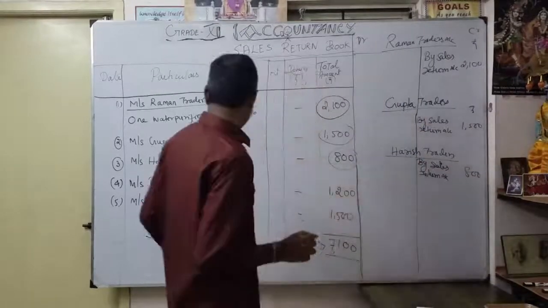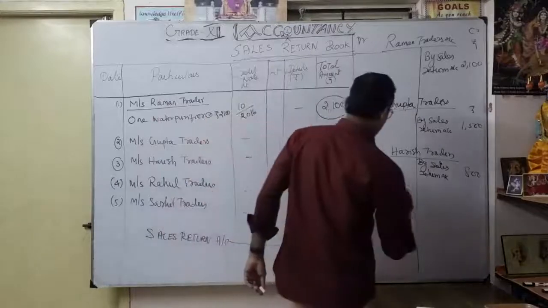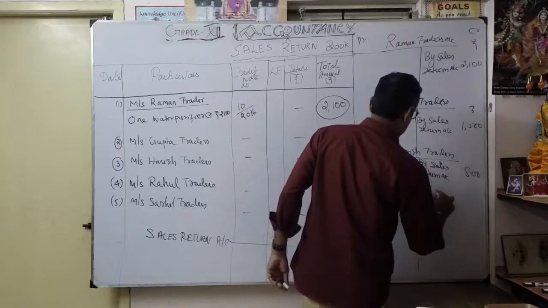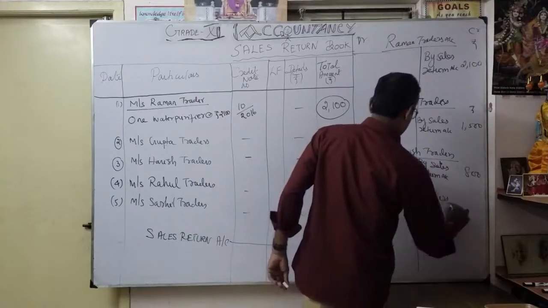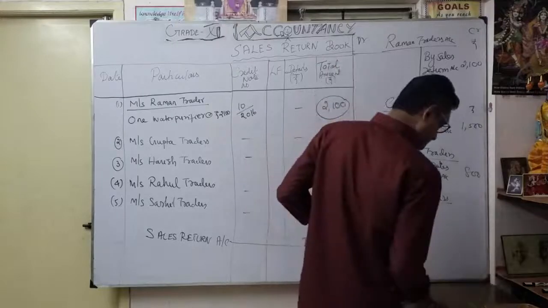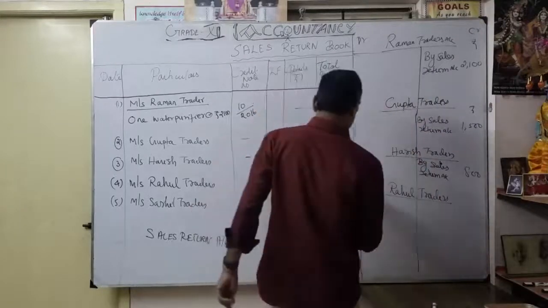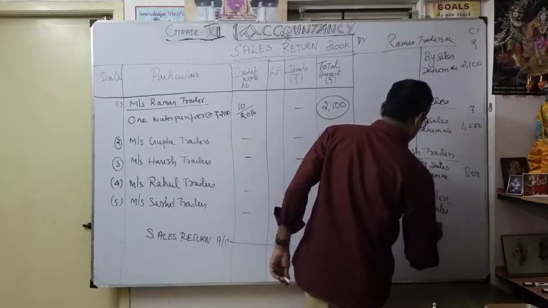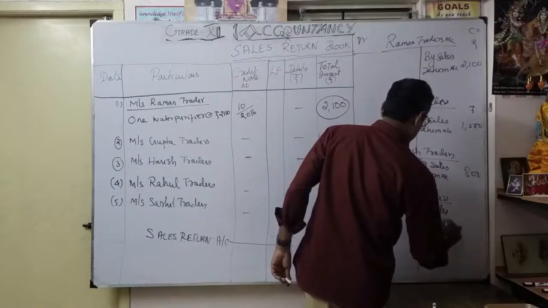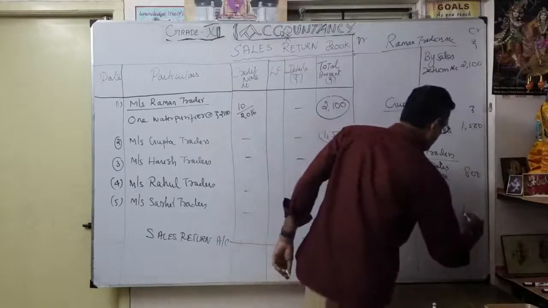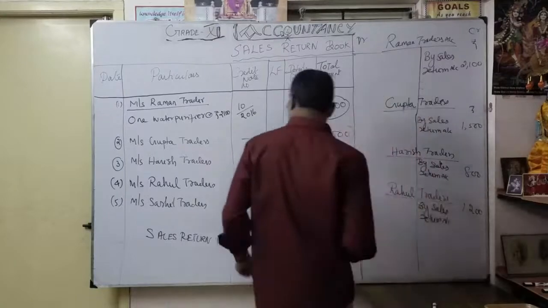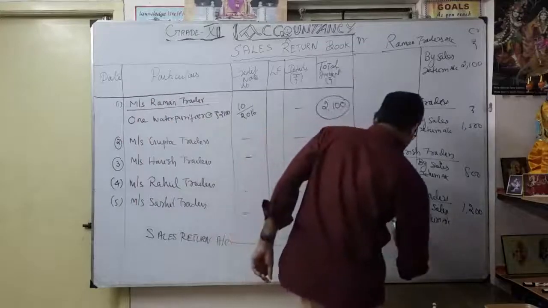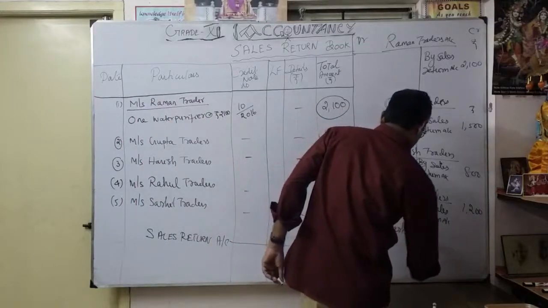Okay. Then Rahul Traders. Want to open Rahul Traders, by sales return 1,200. Then we are going to open one more account, Shashil Traders, one of the customer accounts. So Shashil Traders.